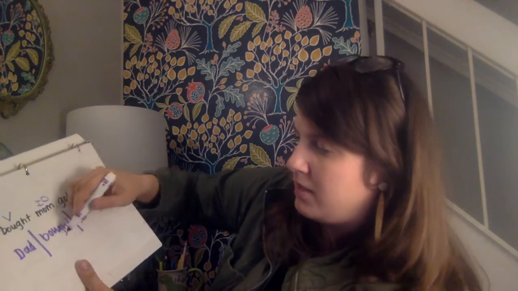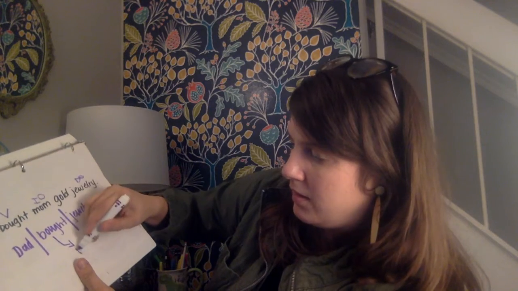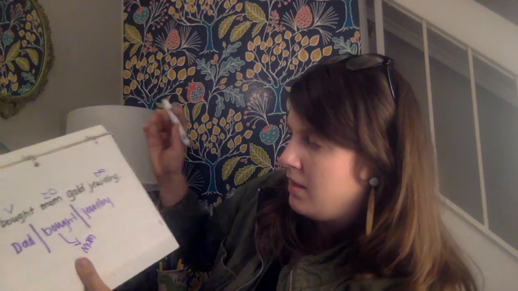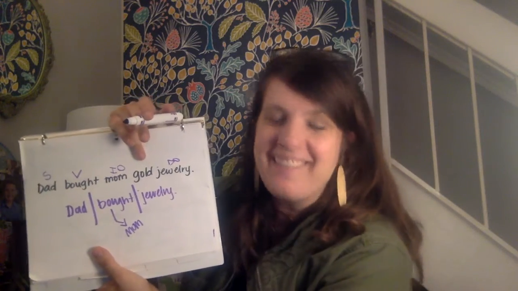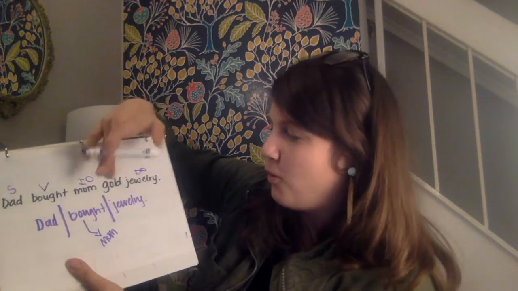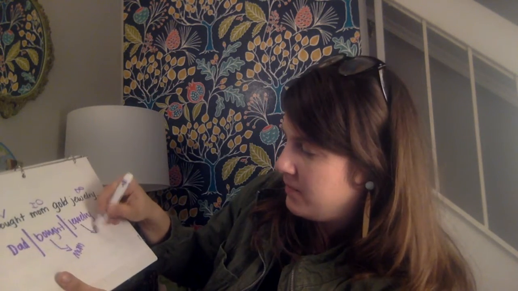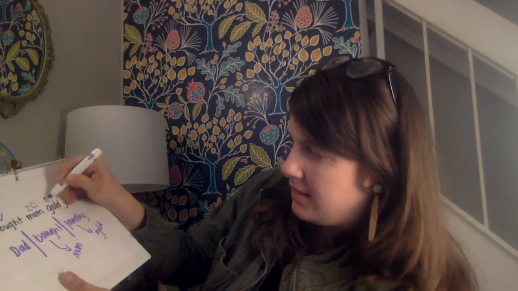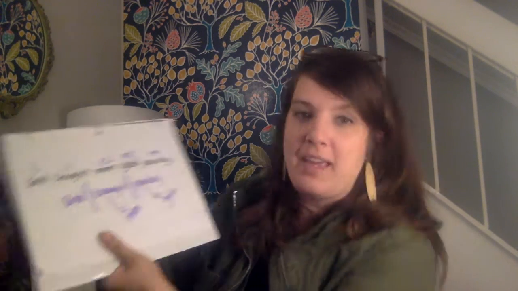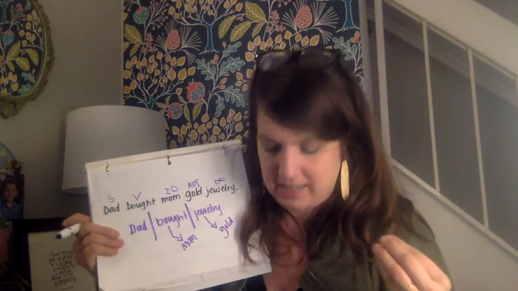Mom is actually the indirect object, and she is telling us who he bought it for. Who did he buy it for? Well, he bought it for Mom. And then we have this other word we still have to make sense of, and that is, guess what? Yes, our adjective. Gold tells us about jewelry. It is the adjective describing, expanding, explaining, modifying the noun jewelry in this sentence.